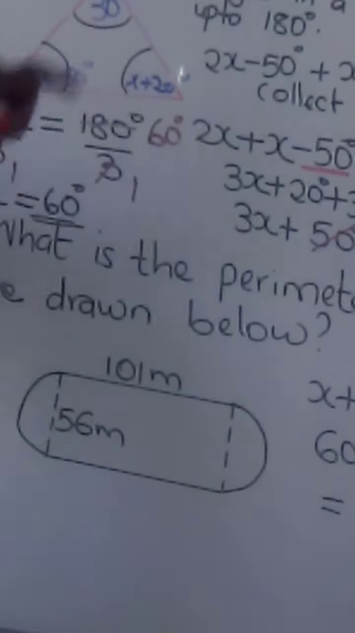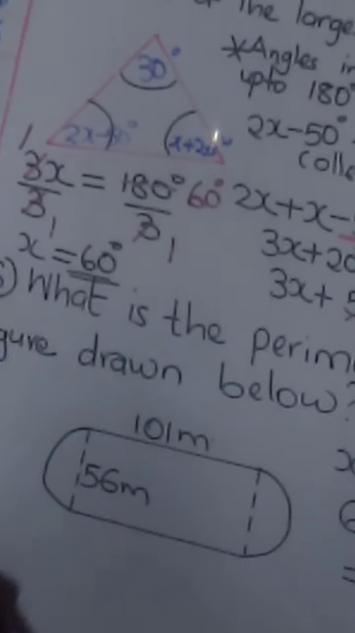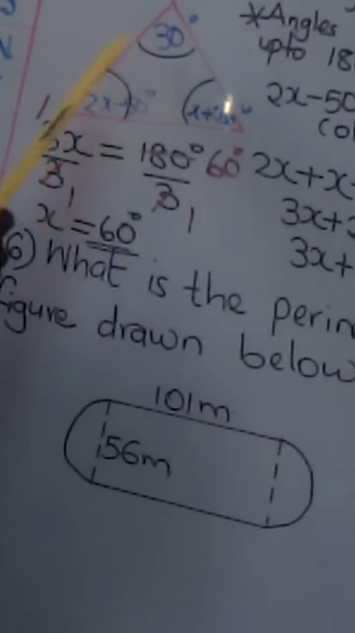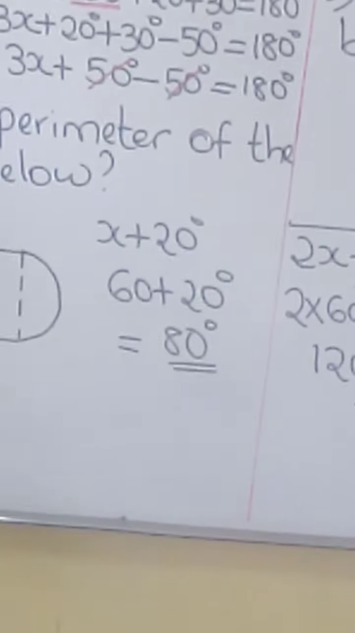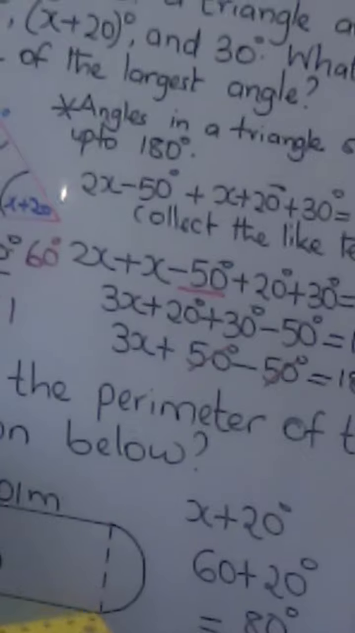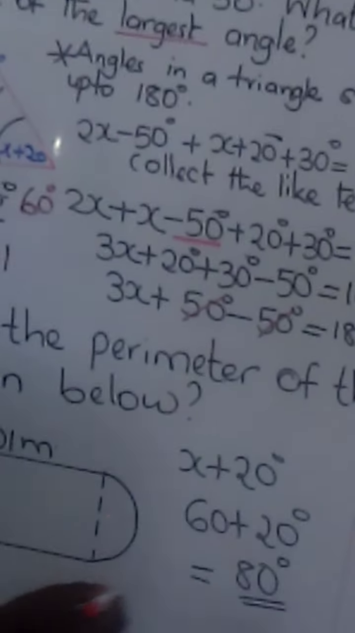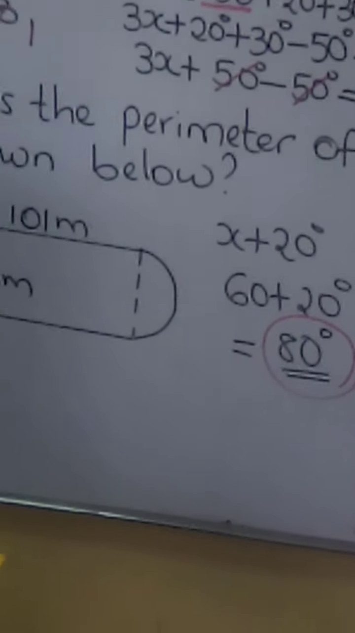Now, this other angle is already 30 degrees. So the three angles of that triangle measure 30 degrees, 70 degrees, and 80 degrees. And we have been asked to find the largest angle of all. The largest angle here is definitely 80 degrees when you compare with the other angles.